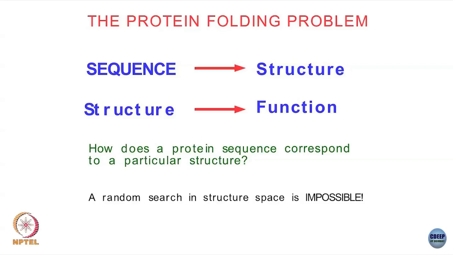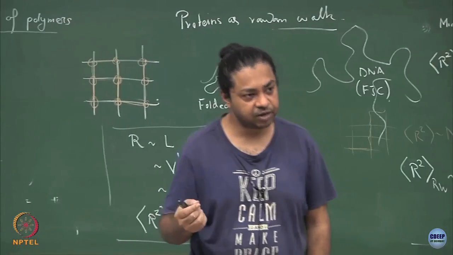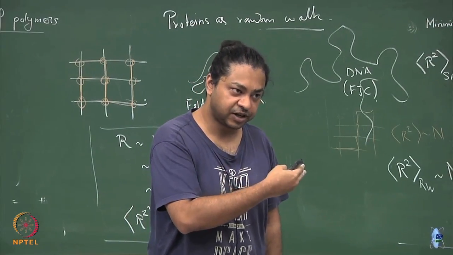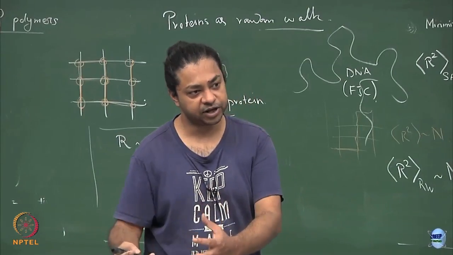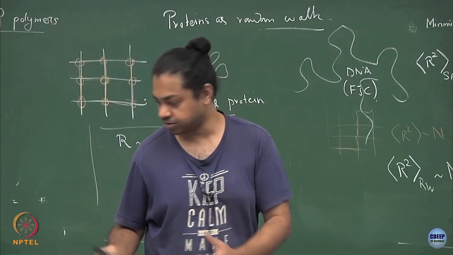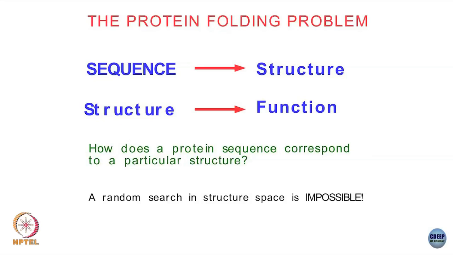Okay, for a given set of conditions. If you change the pH a little bit, or if you do these post translational modifications like we saw, it will go to a slightly different native state. So you can have a discrete set of conformations, but given a certain condition, whether it's ubiquitinated or whatever post translational modification is done, given a set of conditions, there is a unique ground state. And the basic question that we want to answer is, given a sequence, how do I go from that sequence information to a particular structure?